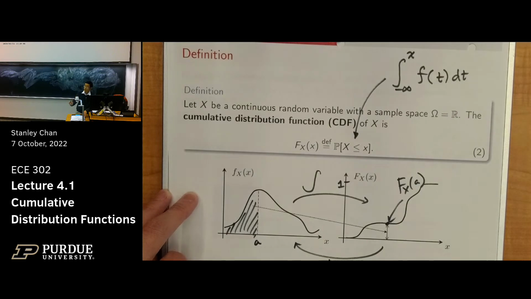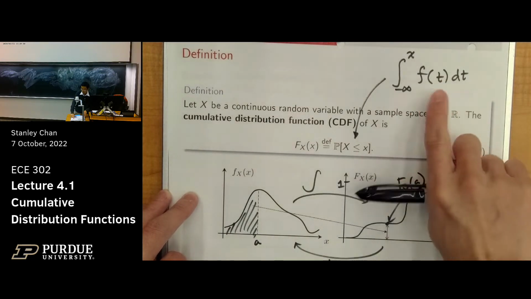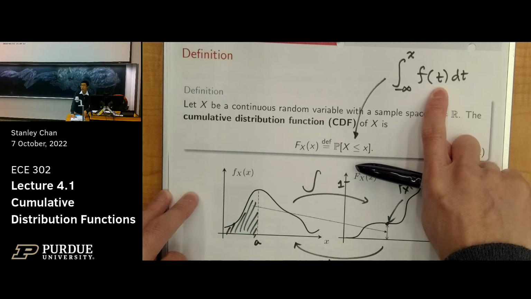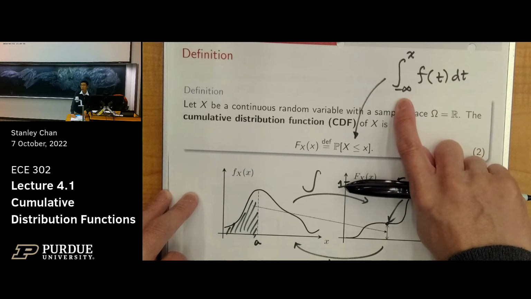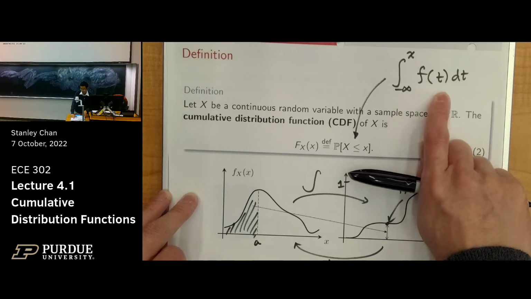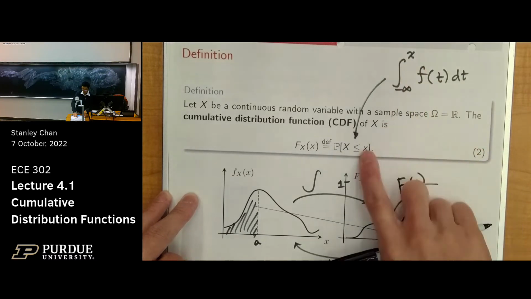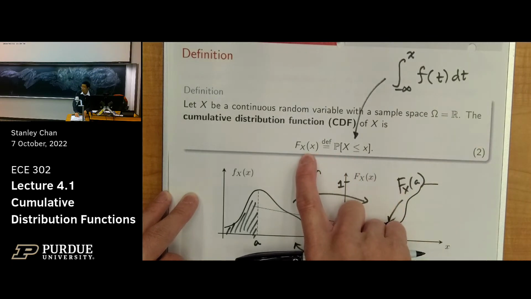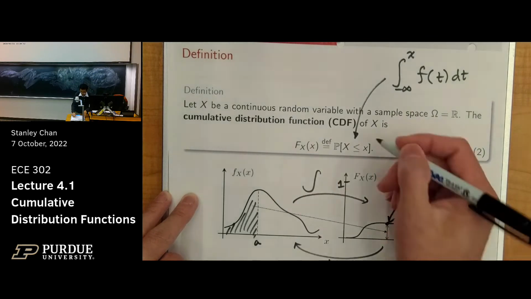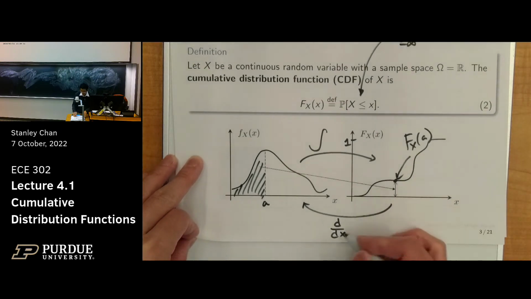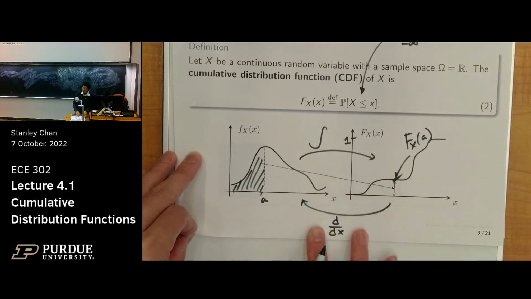Now, there are two variables in this integration. One is this t. t is just a dummy variable. It is the variable that tells the integral which axis to take the integration with respect to. There is another variable, x. x is actually the state that you are looking at in the CDF. So when we take the derivative, it is taken with respect to x, not to t.